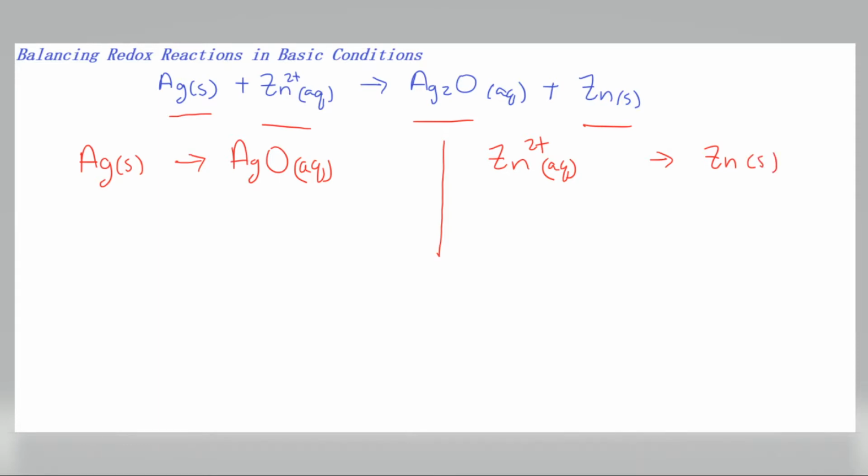Okay, so at this point, you've split up the two half reactions by just noticing the similar species, okay? The oxygens, the hydrogens that might be in the reaction will just kind of come along for the ride for a little bit. Okay, so let's just do the left-hand side first, the silver species.